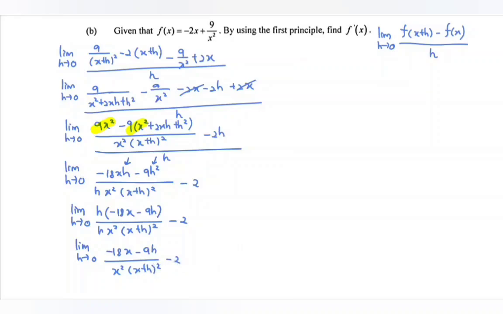Kindly substitute the h. So we will have f prime x equals negative 18x over x to the power 4, minus 2. Finally, f prime x equals negative 18 over x to the power 3, minus 2. So that is the first derivative by using the first principle.